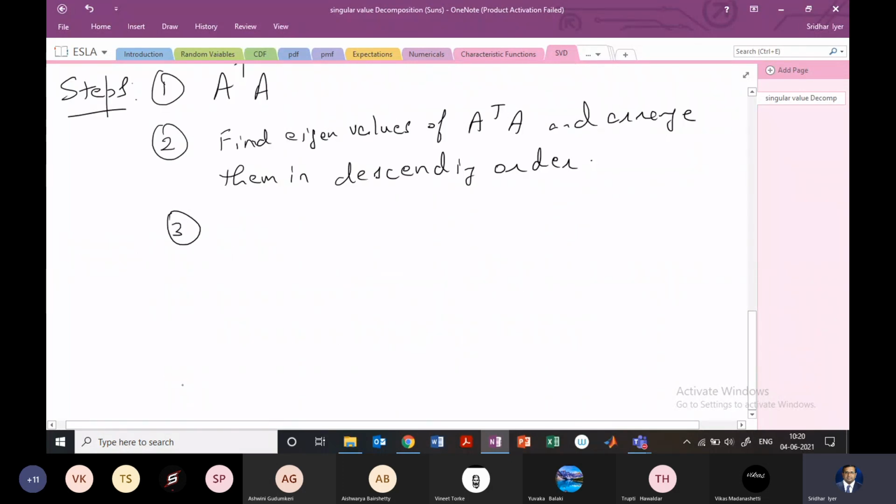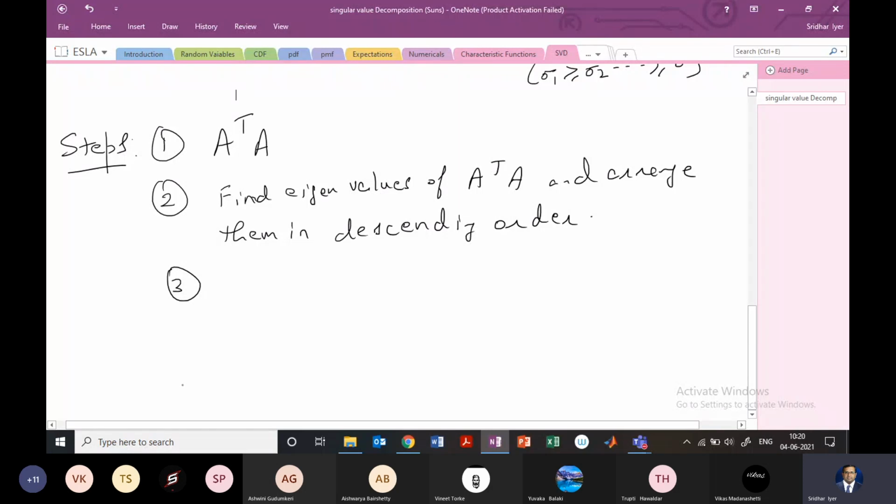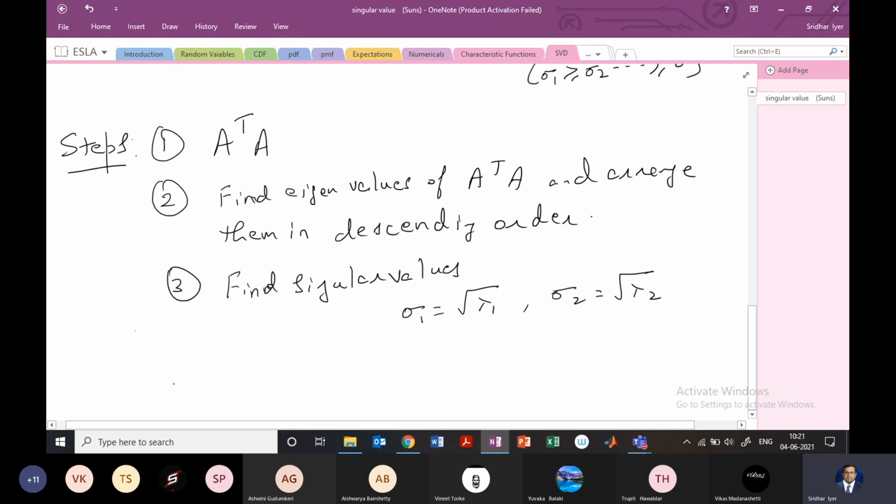So you must keep in mind what we are trying to do with SVD. We are trying to find this diagonal matrix, right? And we want to find that U D V transpose. We want to split that A into three parts, right? So we want to identify what is this U, what is this D, that is the diagonal matrix, and what is this V transpose, right? Then third step, find singular values. The singular values will be of the form, this we'll do in the numerical, sigma 1 equal to root lambda 1, sigma 2 equal to root lambda 2. I'll explain in the numerical what this means.